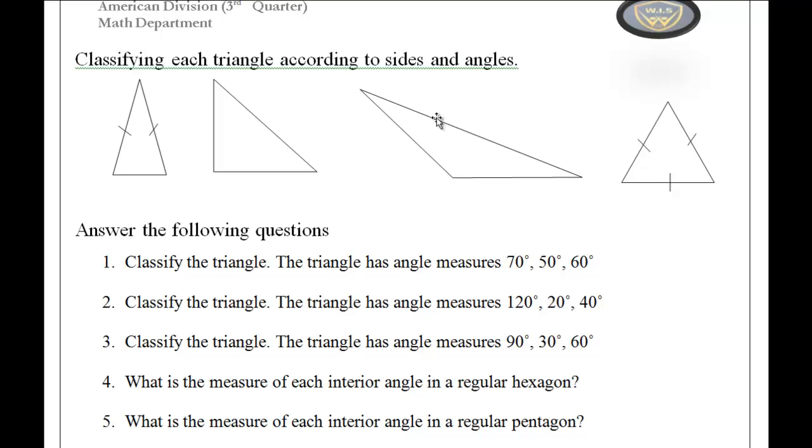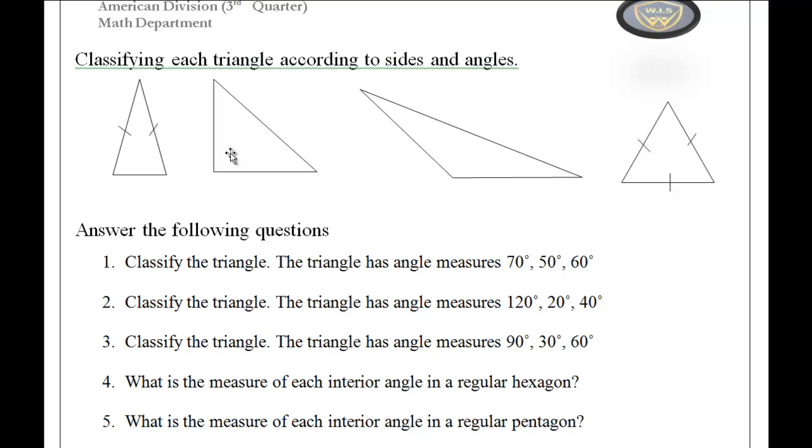I want to classify these triangles according to sides and angles. We said before that each triangle has two names, one according to sides, one according to angle. Let's see the first one. Here we have two equal sides, so its name is isosceles. And all the angles are acute angles, smaller than 90, so it's an acute triangle.